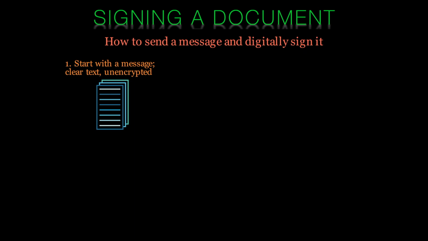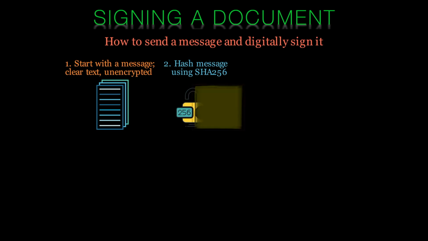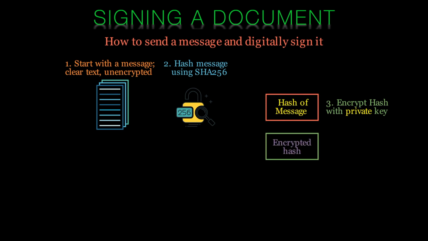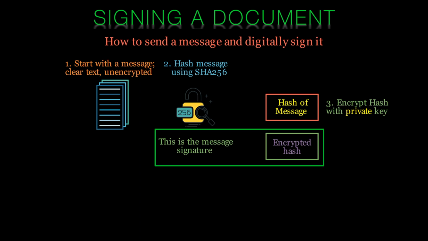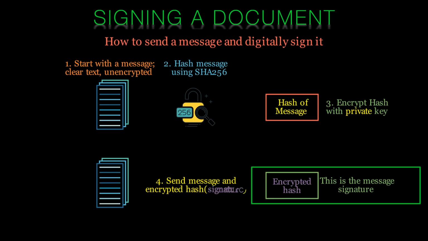We then generate the hash of that message using SHA-256. This generates a unique hash relating to that message and only that message. The sender can then encrypt the resulting hash with their private key. The encrypted hash is the digital signature for this message. The two components, the clear text of the message and the signature, can now be submitted for acceptance.